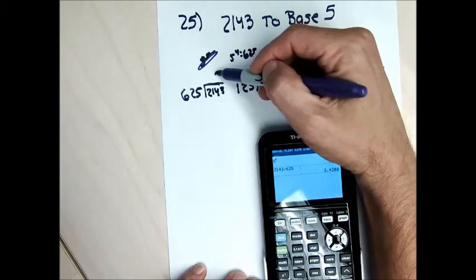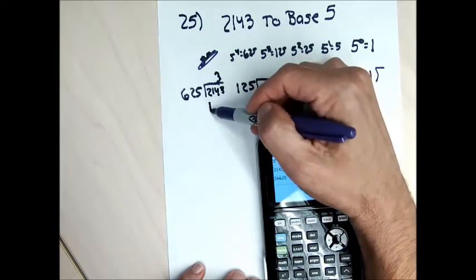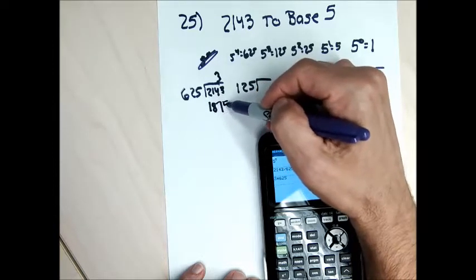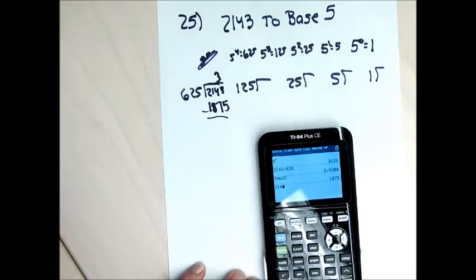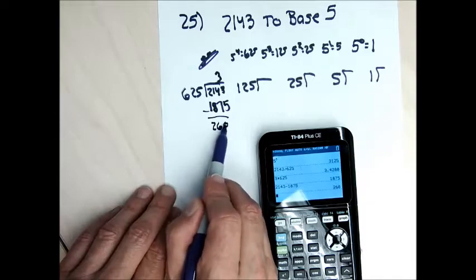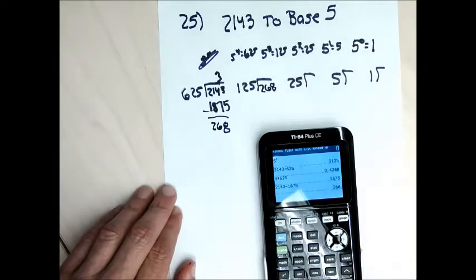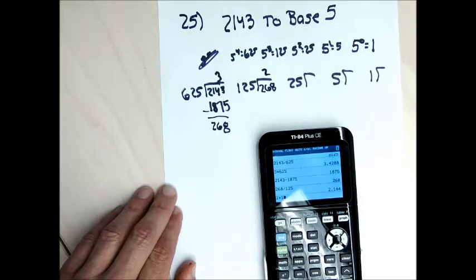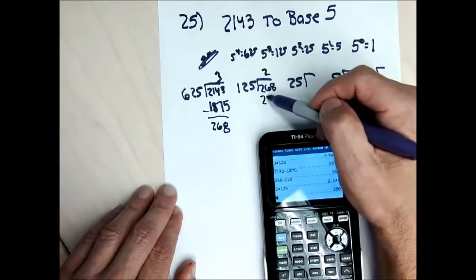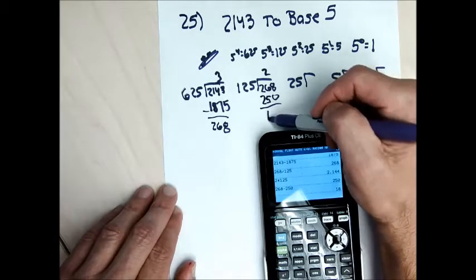Gives me 3 point something, so I put a 3 on top of my division bar. Now I'm going to go 3 times 625 and get 1875. I'm going to subtract 2143 minus 1875 and get 268. Carry it over. I'm allowed to put it under this one because it's bigger than the 125. Now I'm going to do 268 divided by 125 and get 2 point something. Put the 2 on top, ignore the point something, and then 2 times 125 and get 250. And then subtract 268 minus 250 and get 18.